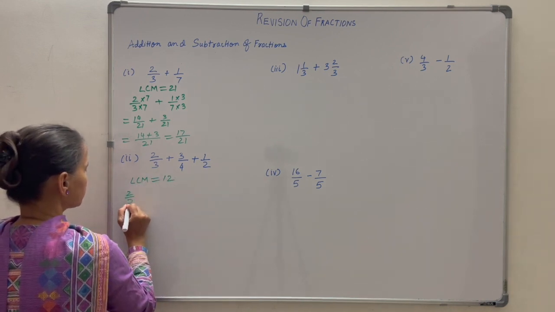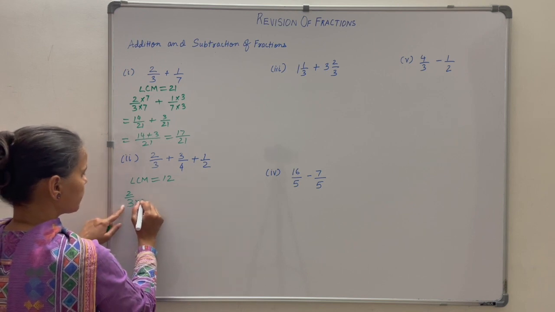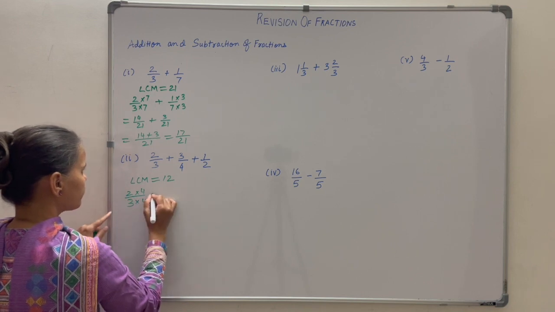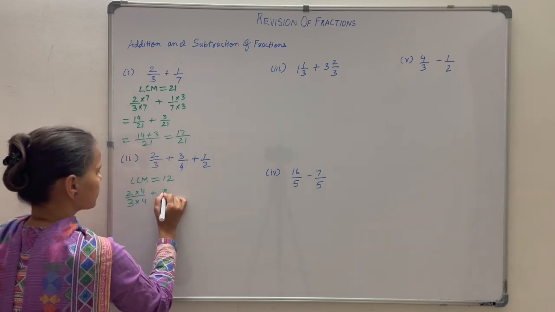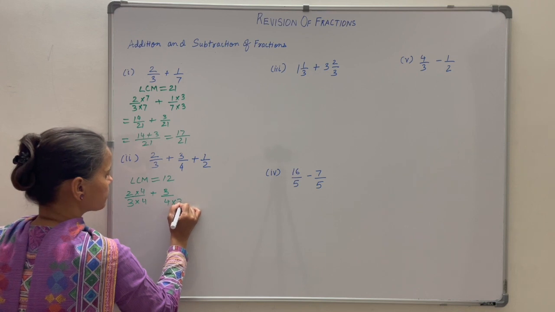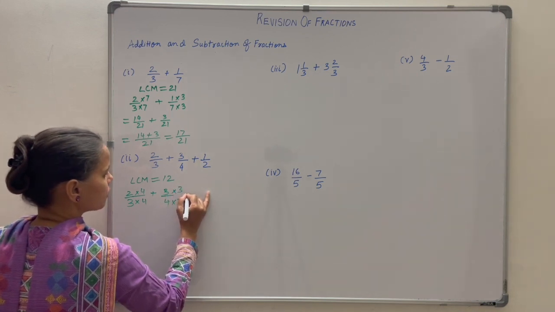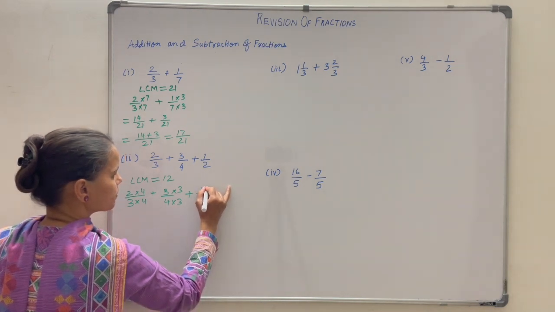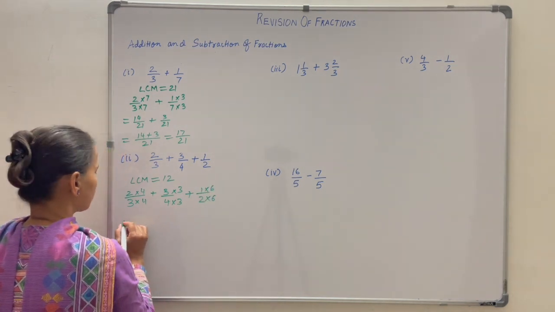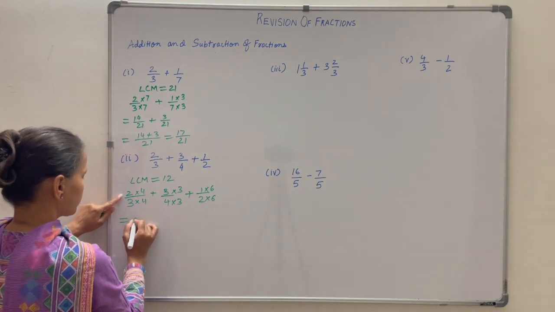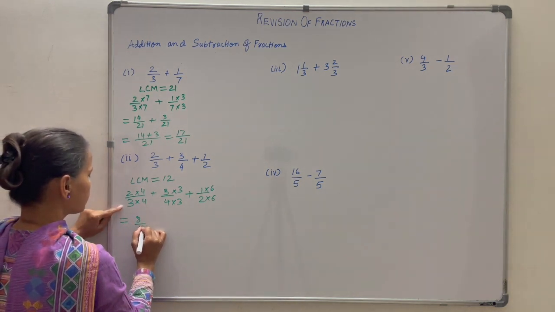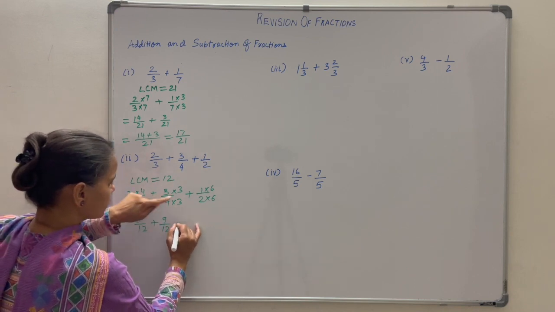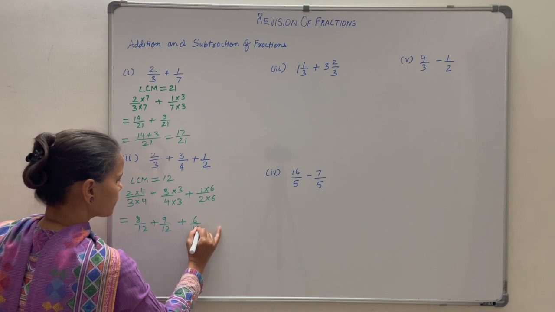So 2 by 3, the denominator 3 is multiplied by 4 to get 12. So the numerator is also multiplied by 4, plus 3 by 4. The denominator is multiplied by 3. So the numerator is also multiplied by 3, plus 1 by 2. The denominator is multiplied by 6. So the numerator is also multiplied by 6. So here you get 8 by 12. Here 9 by 12. Here 6 by 12.